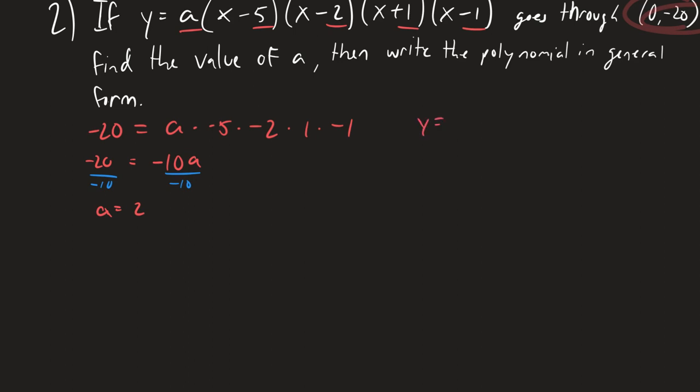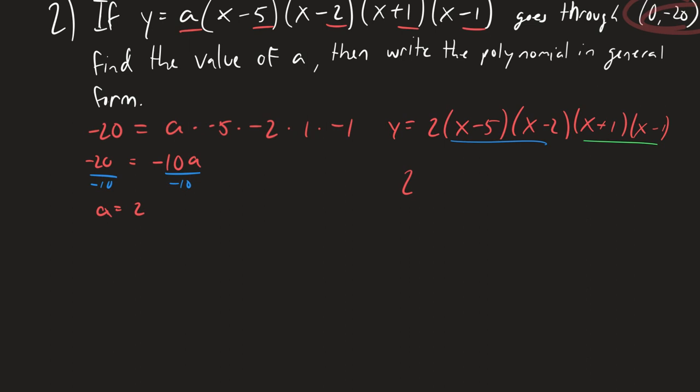So now I have y equals 2 times x minus 5 times x minus 2 times x plus 1 times x minus 1. And so there's a lot of distribution to do here. That's really all it is. Even more than last time because we have 5 things that are multiplying. Again, I like to do the factors first. I'm actually going to do 2 sets at a time, or kind of at the same time.